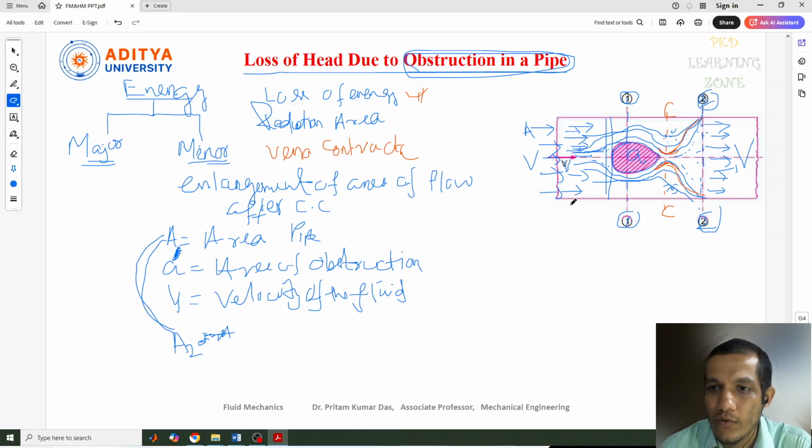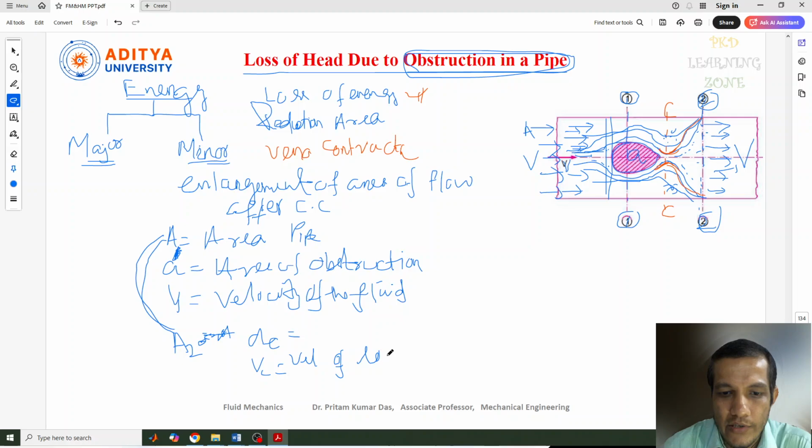Now at the CC point again we need to consider the area of the vena contracta, and VC, the velocity of the liquid at the vena contracta. So this is the velocity of liquid at the vena contracta, and this is the area of liquid or area of fluid flow near the vena contracta.